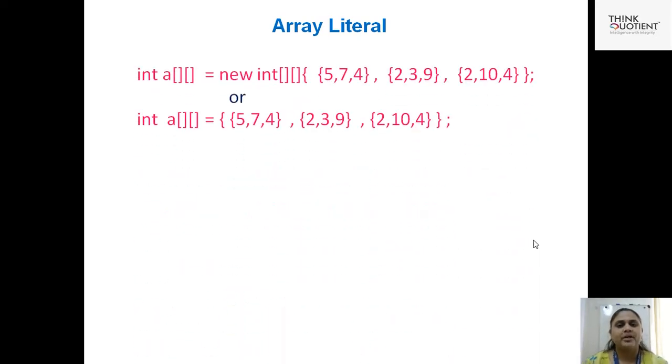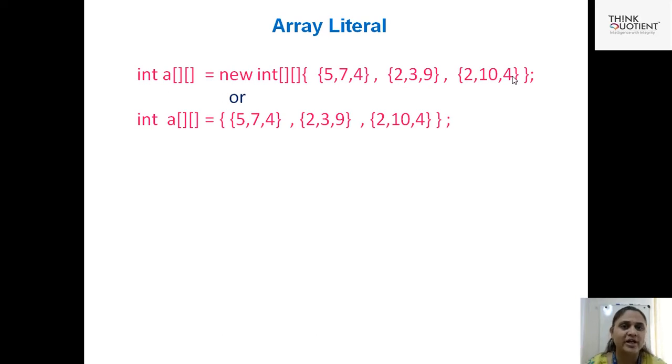So how would it go? Say its syntax. Here I am just declaring an integer type 2-dimensional array, is equal to new integer. Here I am not giving any capacity of rows and columns. Instead, in curly brackets I am directly specifying these are the elements from the first row, then these are the elements from the second row, and then these are the elements from the third row.